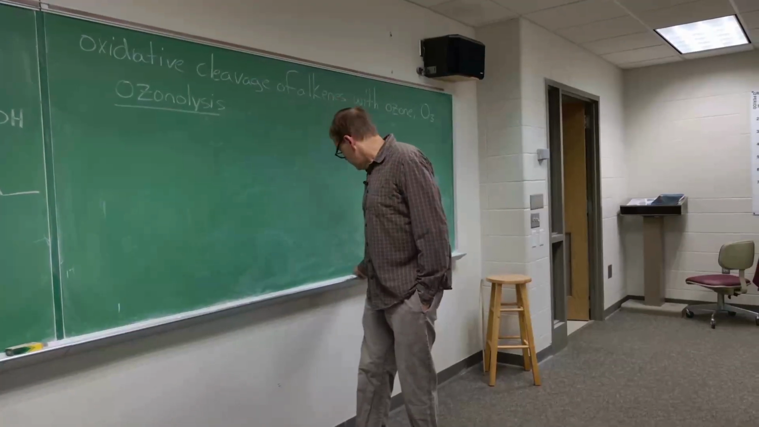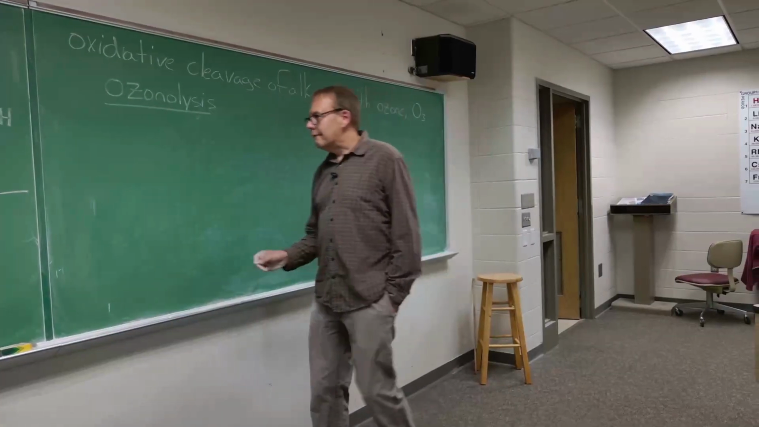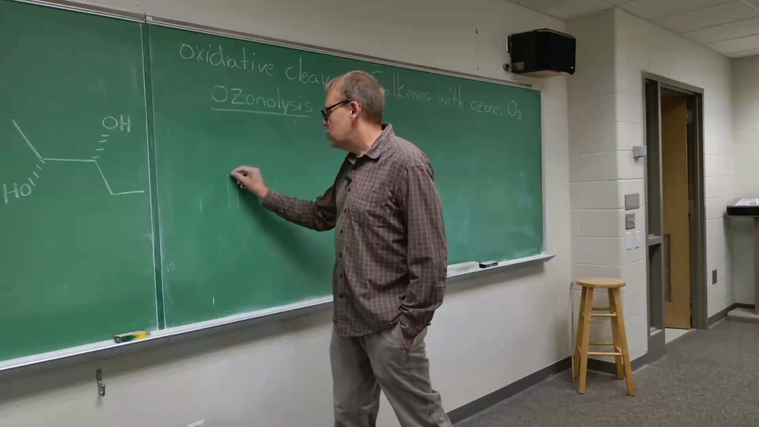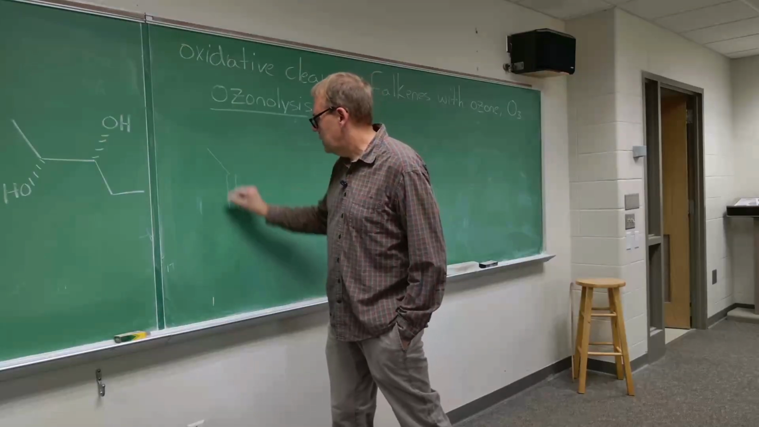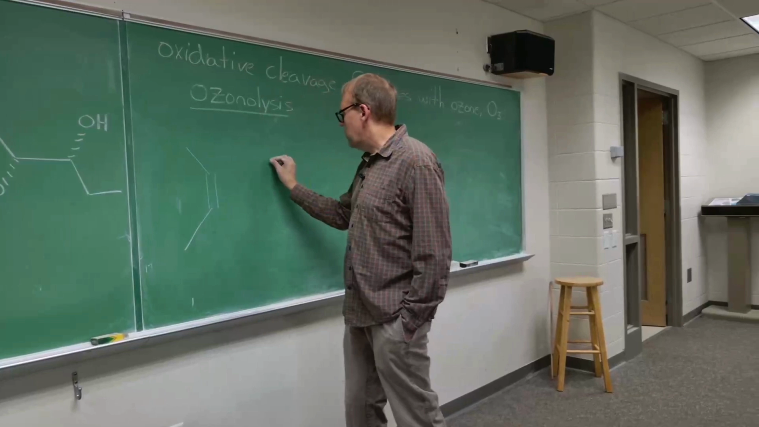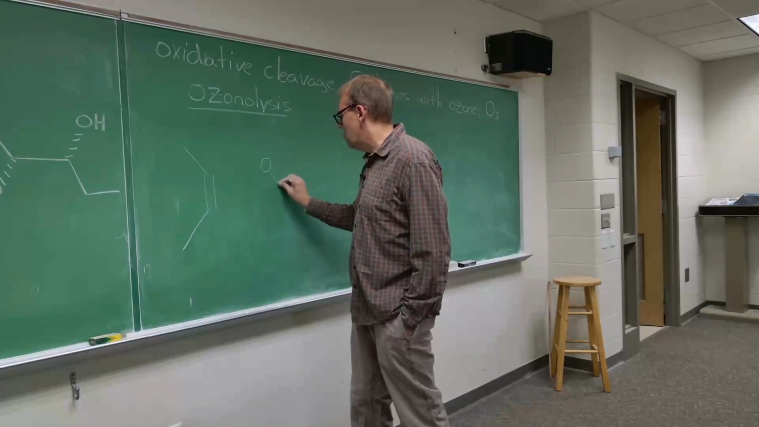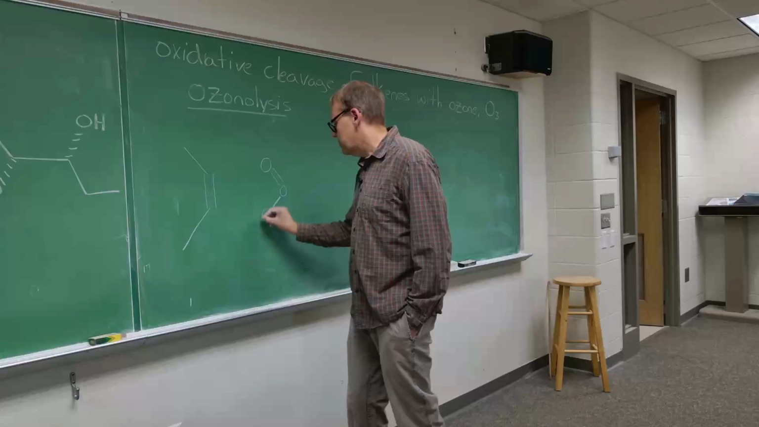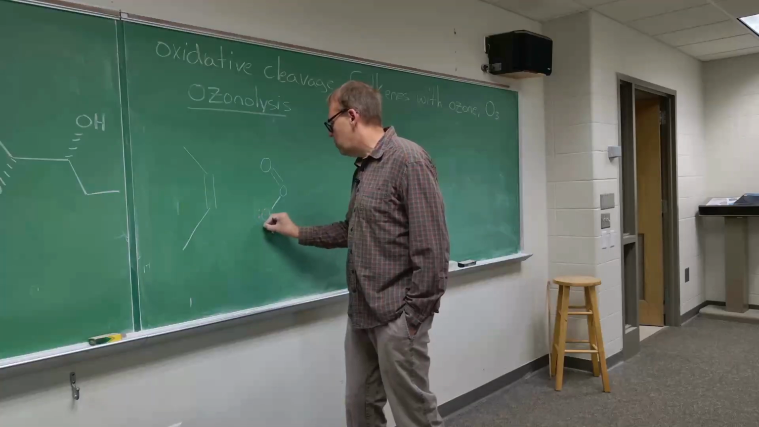Here's the structure of ozone. It's a little bit wild looking. I'm going to show an alkene and I'll show you ozone and then we'll talk about how it reacts. So ozone is O3. It has this structure. It's 3 oxygens bound together.